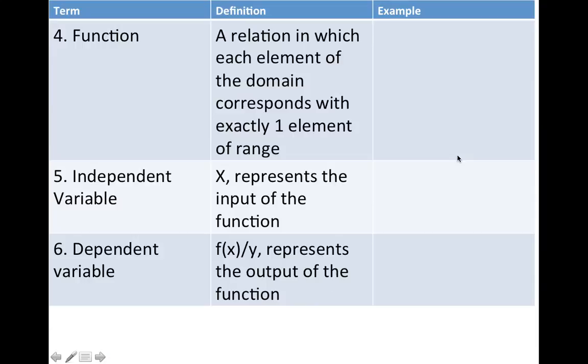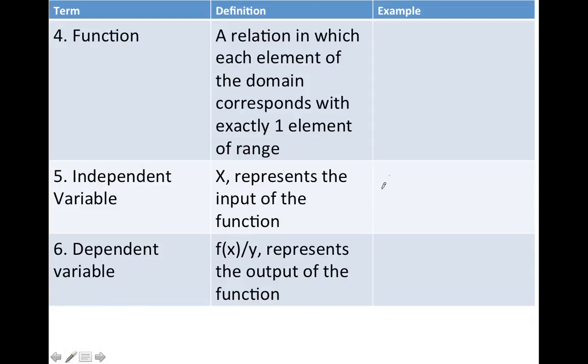Some more definitions. Number 4, a function is a relation in which each element of the domain corresponds with exactly one element of the range. Number 5, independent variable, x represents the input of the function. And 6, dependent variable, f of x or y, represents the output of the function.